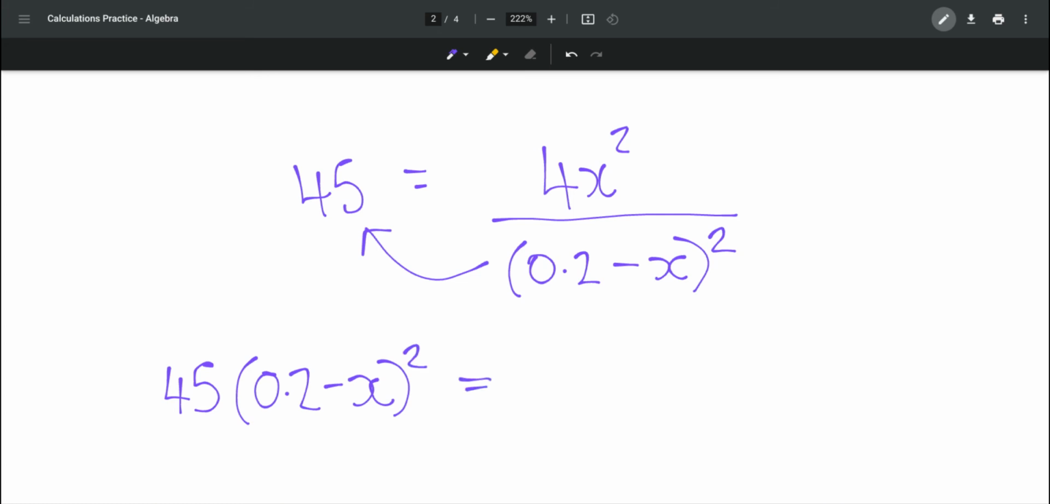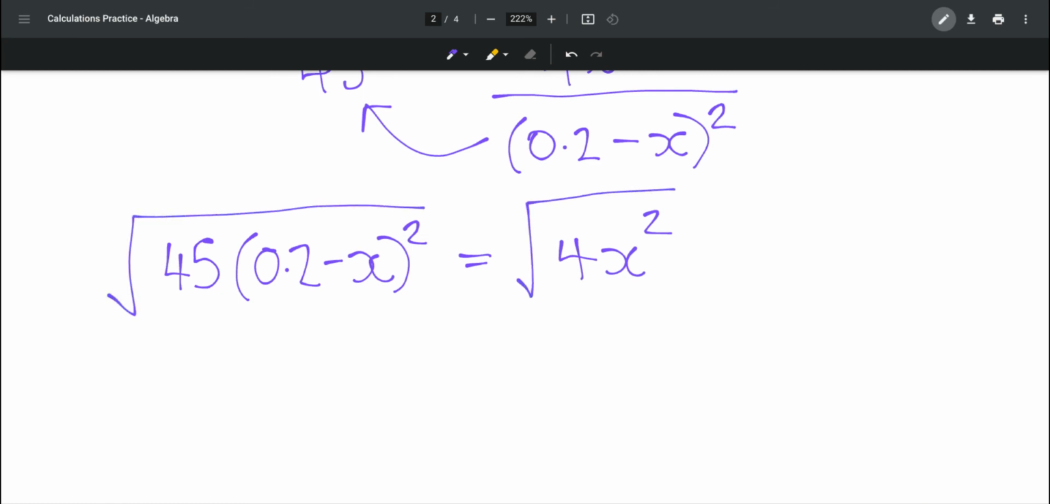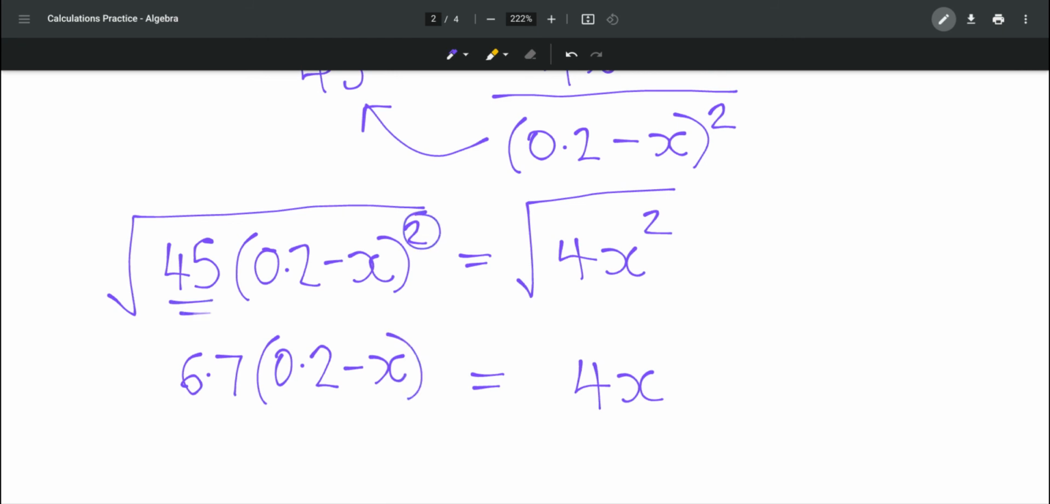squared equals 4x squared. The easiest way, I think, to do this anyway is just to square root it right now, because that makes the numbers a wee bit easier to deal with before multiplying out the brackets. You would probably get the same answer if you didn't do it this way, but that's just the way that I find the easiest. So if we square root 4x squared, then we're just going to have 4x. If we square root 45, you get 6.7, and then we're going to have 0.2 take away x. So we're getting rid of that squared, and we're square rooting this number.